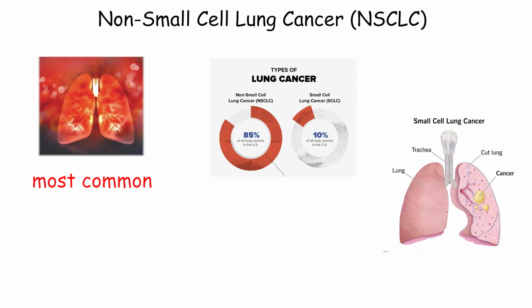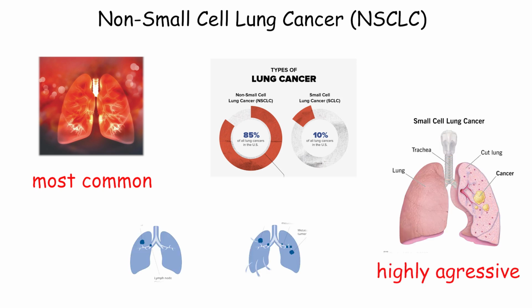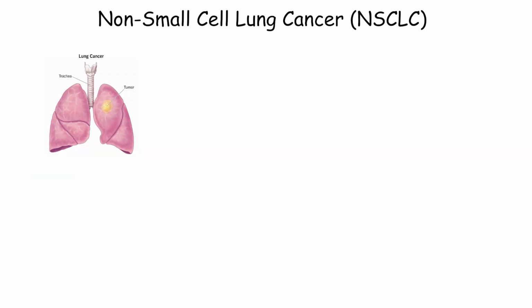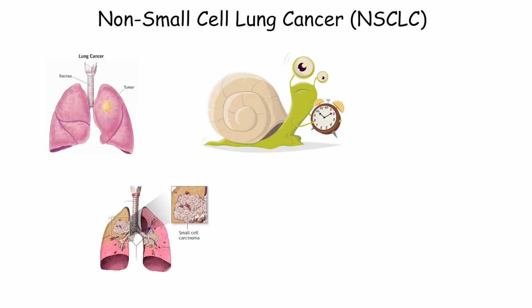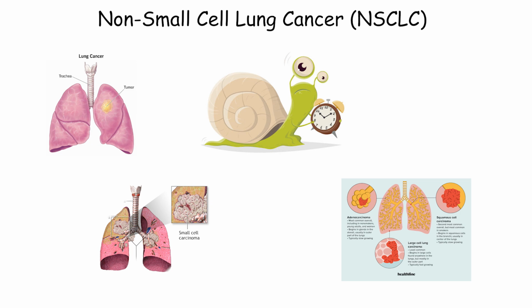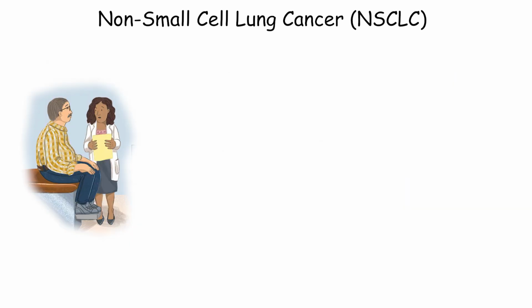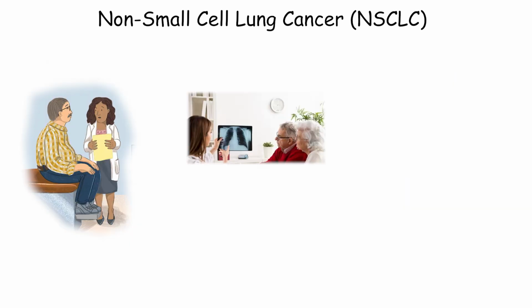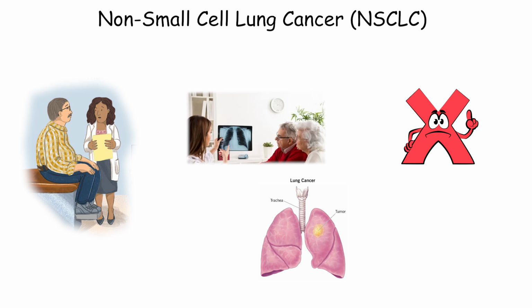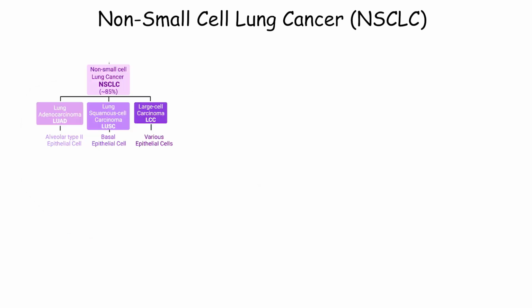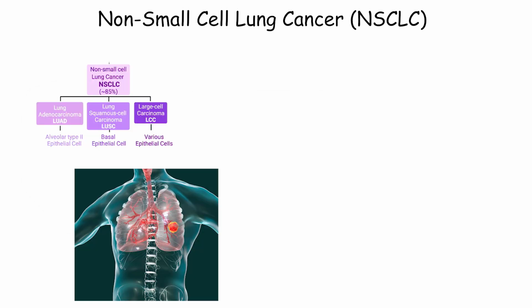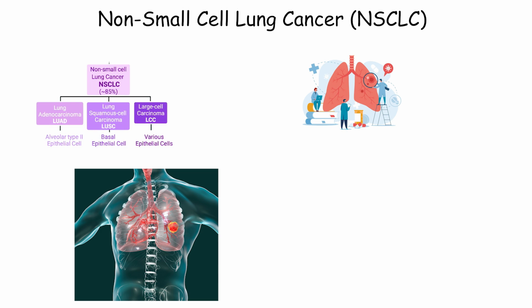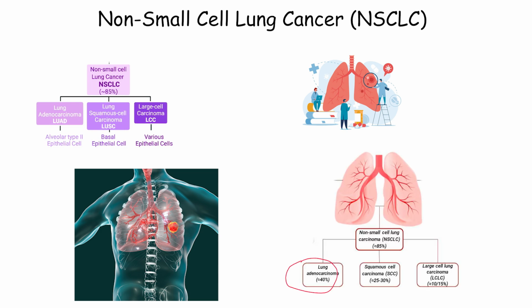cancer cases. Unlike small cell lung cancer, SCLC, which is highly aggressive and fast-spreading, NSCLC generally grows and spreads more slowly. This slower progression means it is often diagnosed at an earlier stage, giving patients a better chance of effective treatment. NSCLC is not a single disease, but rather a group of cancers classified together due to their similar behavior and treatment approaches. The primary subtypes of NSCLC are adenocarcinoma, squamous cell carcinoma, and large cell carcinoma.